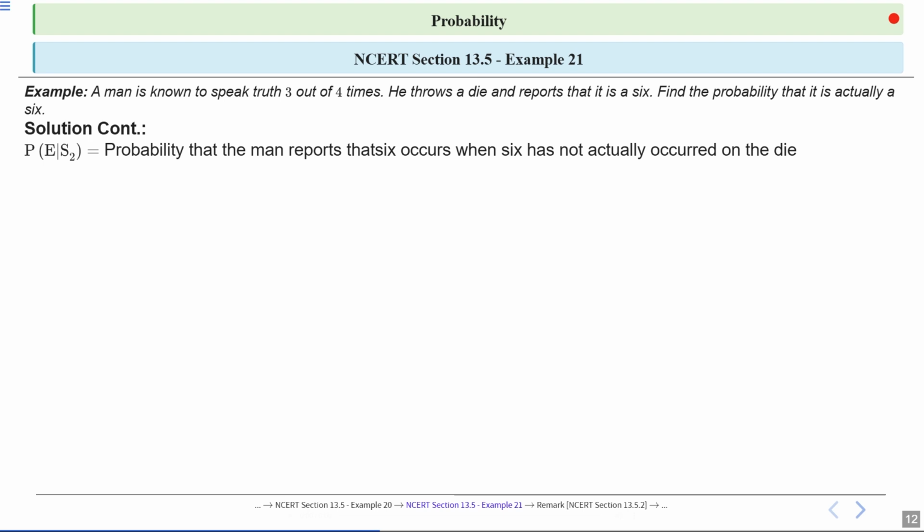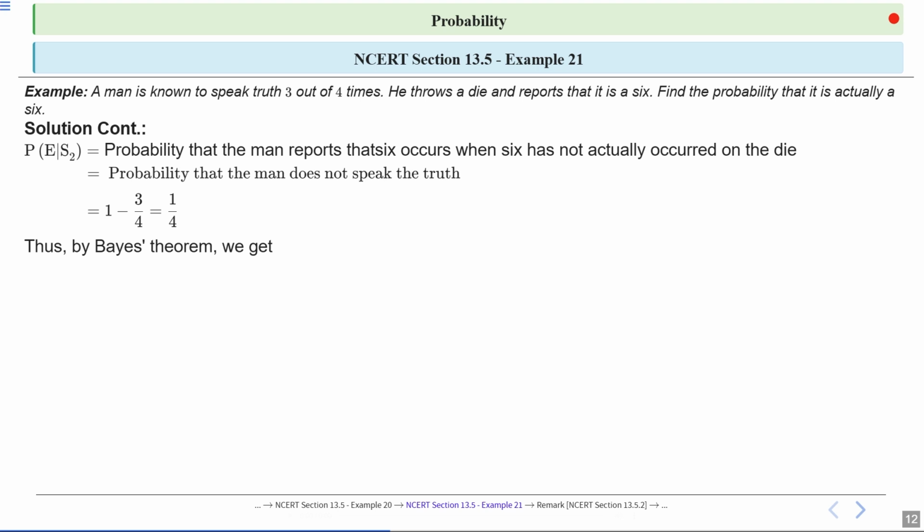Then probability of E given that S2 equals probability that the man reports that 6 occurs when 6 has not actually occurred on the die, okay. So this is equal to probability that the man does not speak the truth, okay, and probability of the man speaking the truth equals 3 by 4. So probability that the man doesn't speak the truth equals 1 minus 3 by 4 equals 1 by 4.